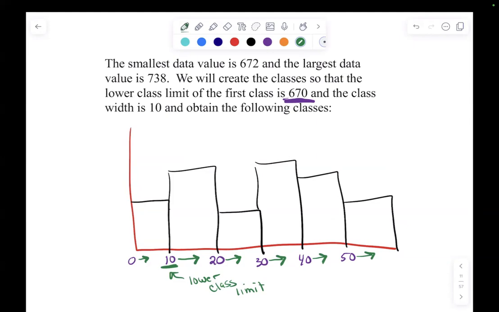So with the geyser data, my lower class limit here would have been 670 because that's what we chose. And then because we went by tens, this would be 680. So it's just the lower class limits. Is that helpful? Okay.